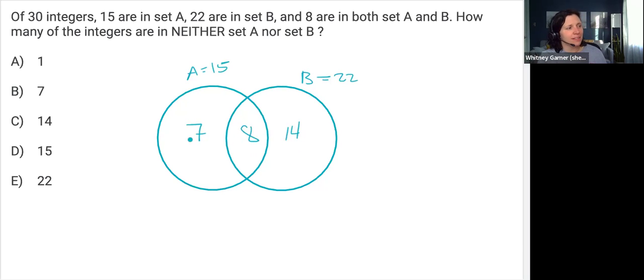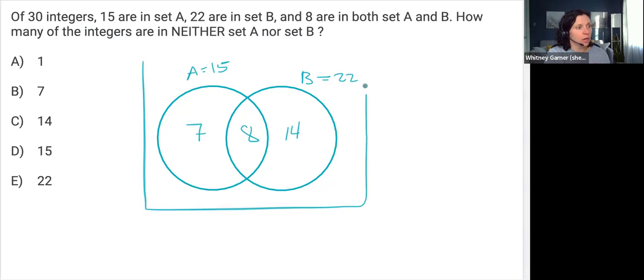And if I were to add these numbers up, or conversely, I could have added these two and subtracted that overlap. But if I add these up, 7 and 8 is 15, plus these 14 here takes us to 29. But I'm told that I have 30 integers. And so I often need to build a box outside that would say, okay, there's 1 in my neither.